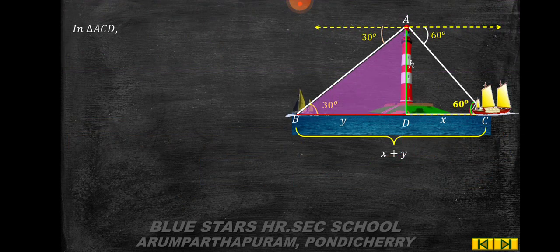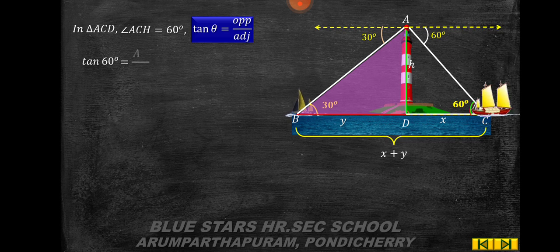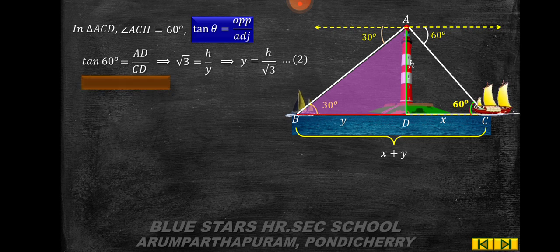Then in triangle ACD, angle ACD is equal to 60 degree, that is tan theta is equal to opposite by adjacent. So tan 60 degree is equal to AD by CD, which implies tan 60 degree is root 3, which is equal to AD is h by y, which implies y is equal to h by root 3, which is your equation number 2.